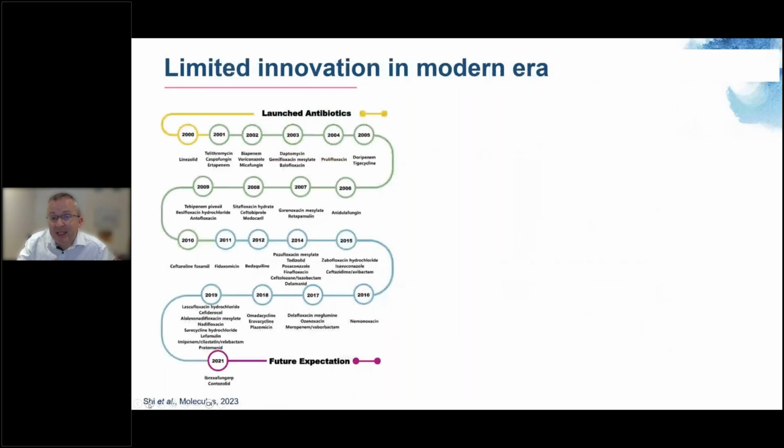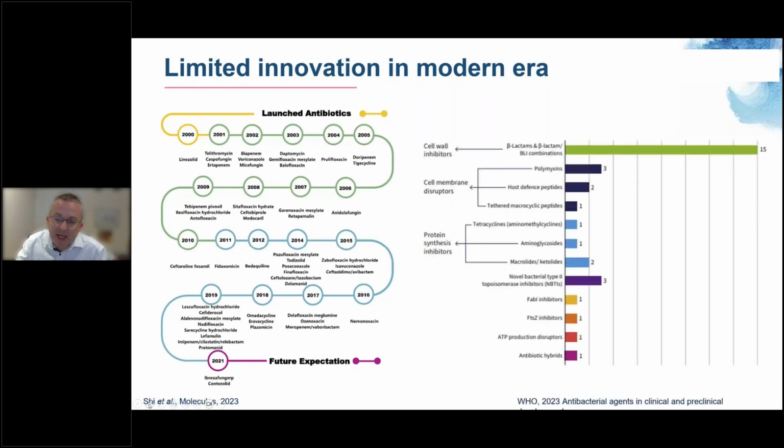It should be said that since the turn of the century, launched antibiotics have really just been additional members of known antibiotic classes, okay? And this lack of innovation in discovering new classes will hamper our fight against antimicrobial resistance.